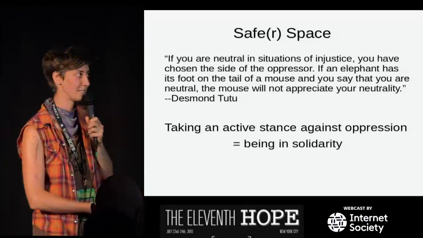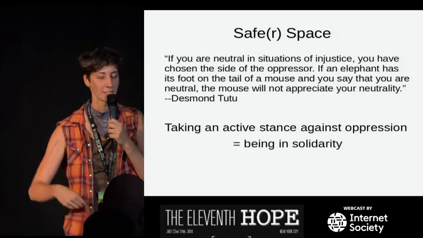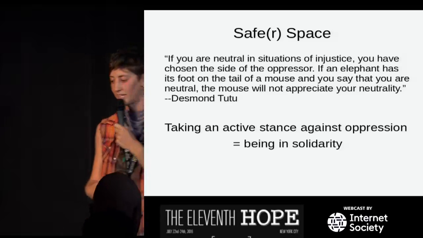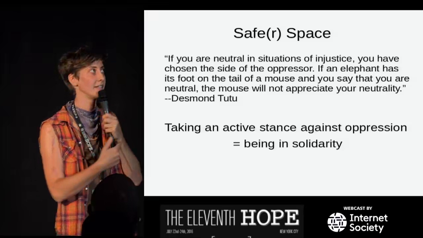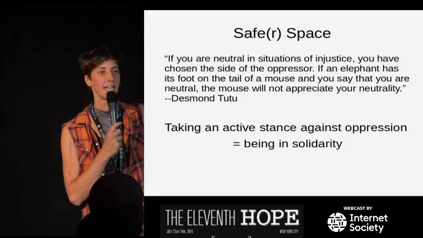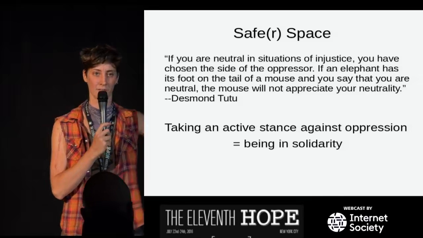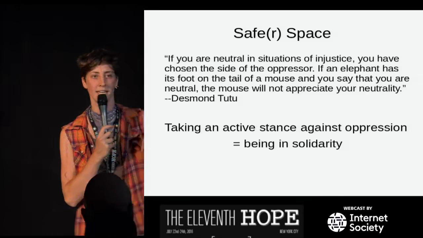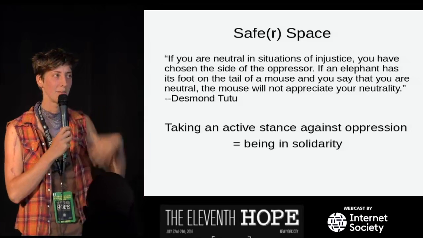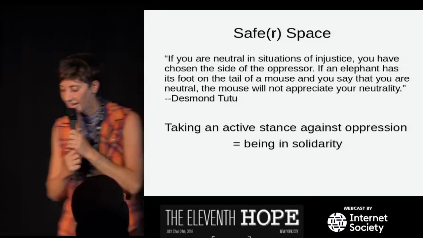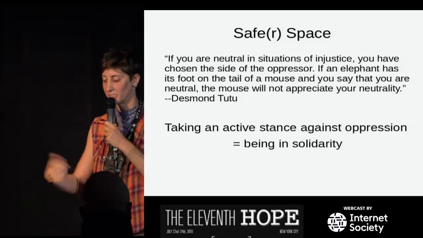It's like having a safer space policy. You start from that grounding of, we're probably gonna fuck up at some point, so how can we build a safety net into it? I also compare using email encryption to having a safer space policy. You can never guarantee, that's why the R is in parentheses, you can't have a 100% safe space free of all kinds of oppression, just like you can't have total security with your encryption methods, no matter how hard you try. But it's still worth doing. And so when we take an active stance against oppression, we're being in solidarity with those who experience that oppression.